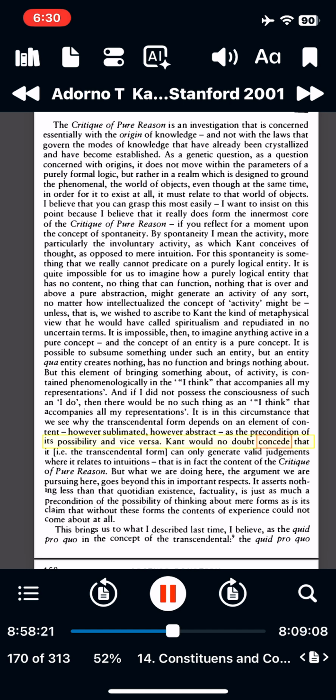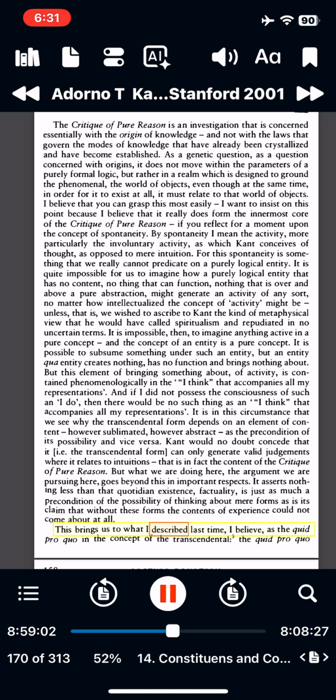Kant would no doubt concede that it, that is the transcendental form, can only generate valid judgments where it relates to intuitions, that is in fact the content of the Critique of Pure Reason. But what we are doing here, the argument we are pursuing here, goes beyond this in important respects. It asserts nothing less than that quotidian existence, factuality, is just as much a precondition of the possibility of thinking about mere forms as is its claim that without these forms the contents of experience could not come about at all.